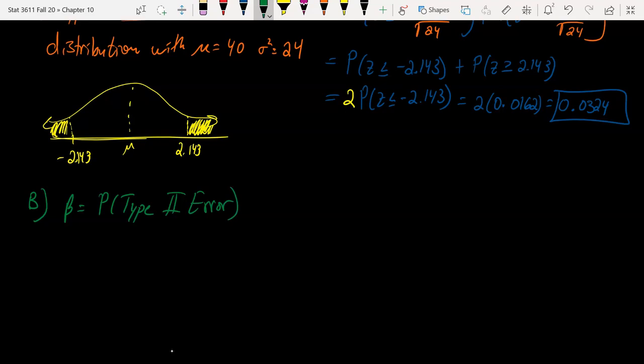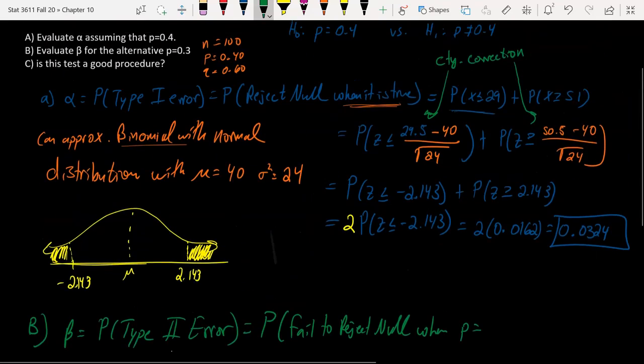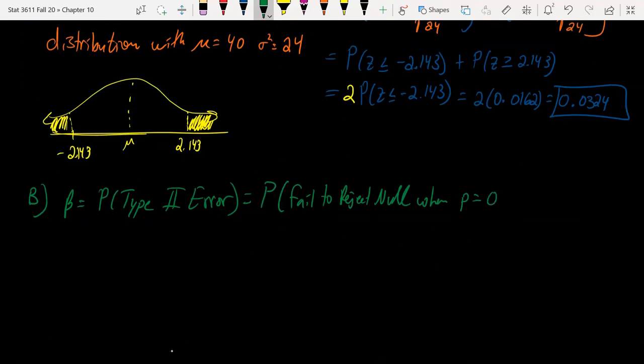Now, what is the type 2 error? That's the other kind of error. That's making a mistake when the null hypothesis is actually false, right? This is the probability that we fail to reject it when we should. We fail to reject the null when, in fact, it is false. And in this case, we're taking it for the false case that it is actually 0.3. p is equal to 0.3. Fail to reject the null when the true probability of success is 0.3.